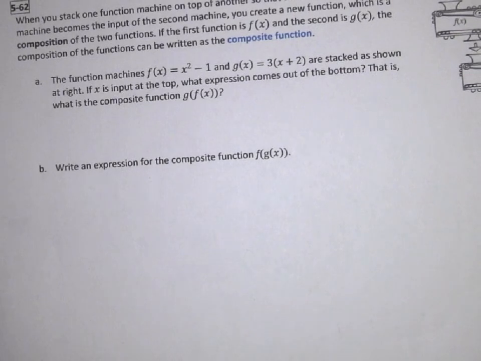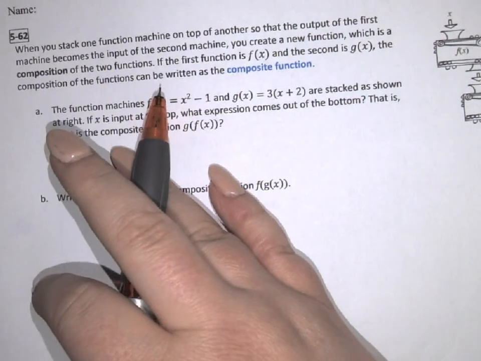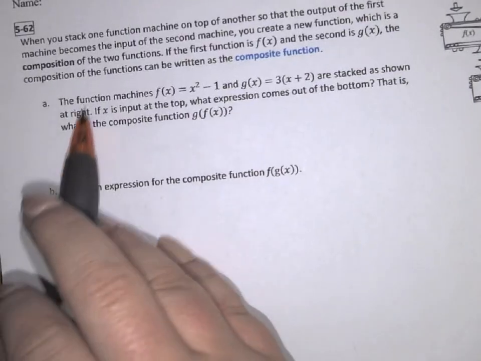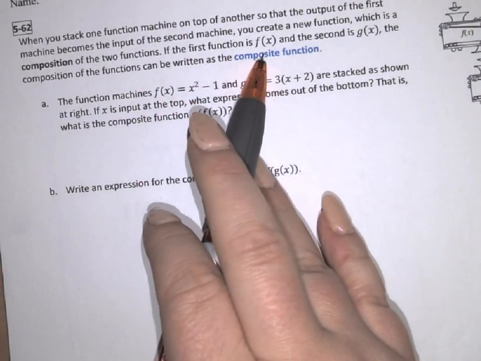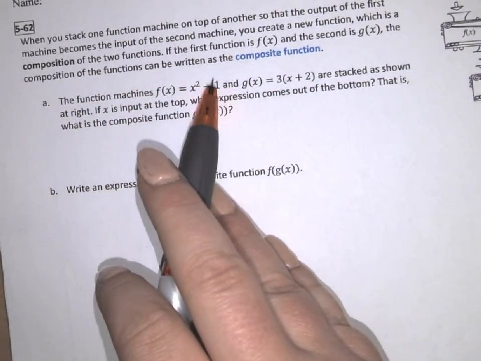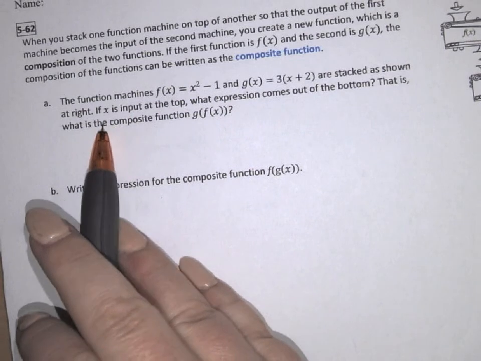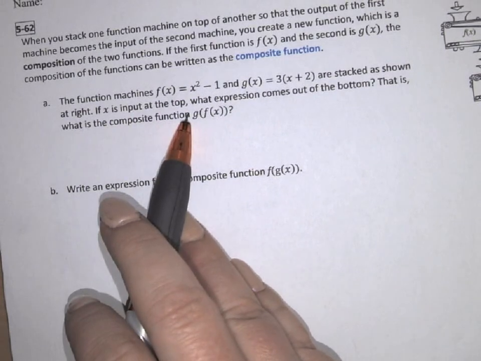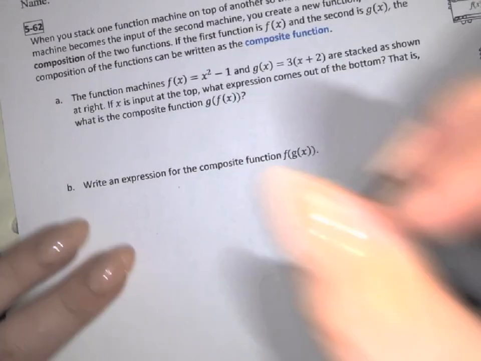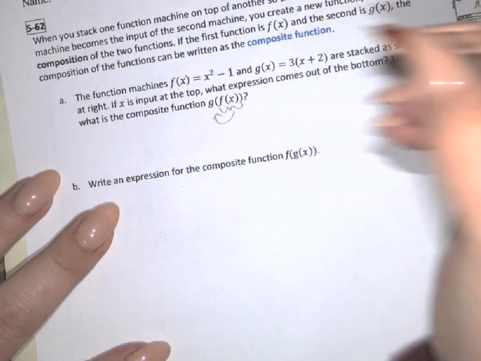It says when you stack one function machine on top of another so that the output of the first machine becomes the input of the second, you create a new function, which is a composition of the two functions. So the first function is f of x and the second is g of x. The composition of functions can be written as... So the function machines here are stacked as shown. If x is input at the top, what expression comes out the bottom? Okay, so g of f of x. Basically, you want to plug f into g.